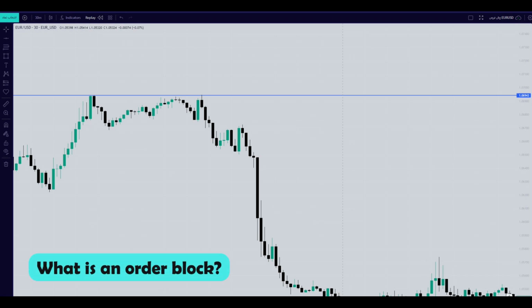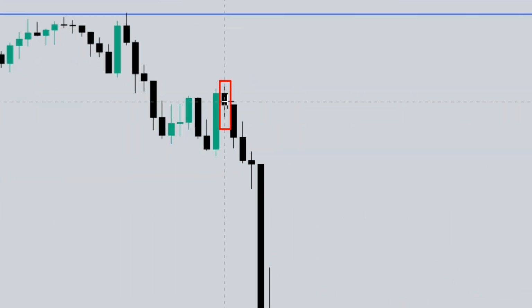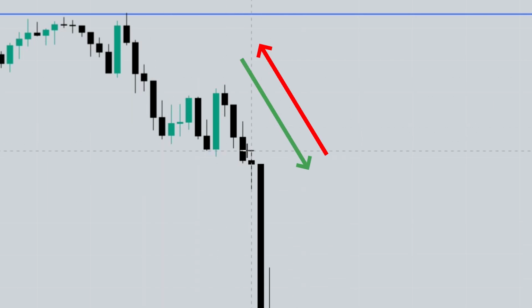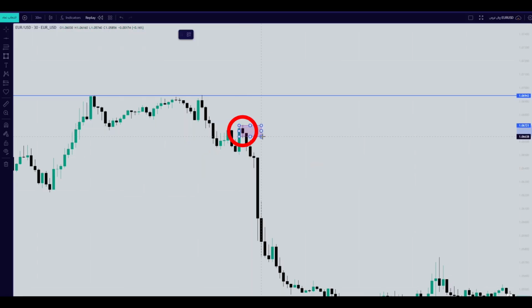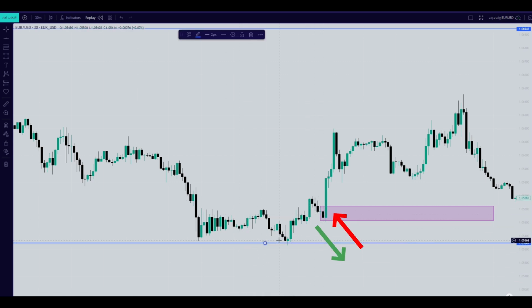What is an order block? What's the definition of an order block? The highest candlestick in the direction of the momentum and opposite to the reversal is called order block. In other words, order block is the last push of candlesticks in the direction of the momentum and opposite to the reversal, which is this candlestick here in this position. This candlestick is our order block. In this different position, this candlestick is our order block. The last push of the candlesticks in the direction of the momentum and opposite to the reversal.